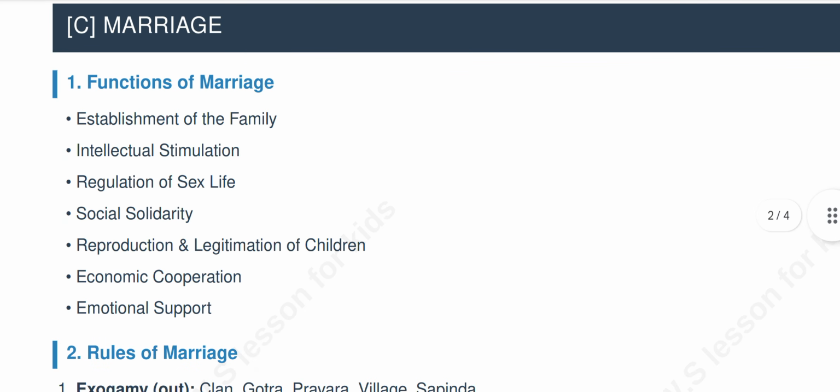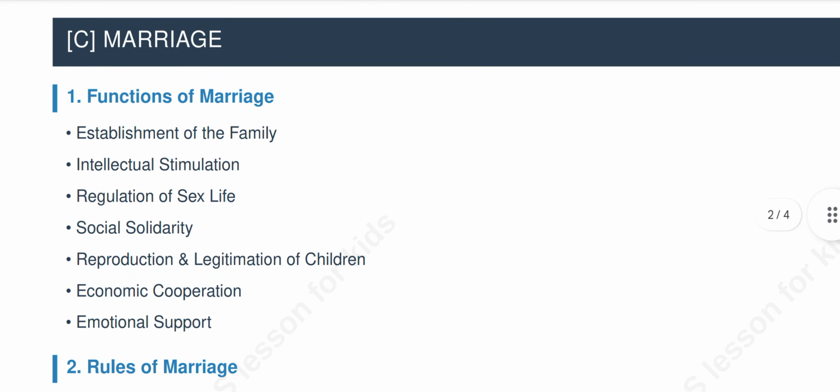Let's move on to marriage. Functions of marriage. Establishment of the family, it's quite clear. Intellectual stimulation means thinking about new topics like how to manage a family, how to grow children, and everything. Then regulation of sex life, then social solidarity, reproduction and legitimation of children, economic cooperation, emotional support. So these points are really clear.